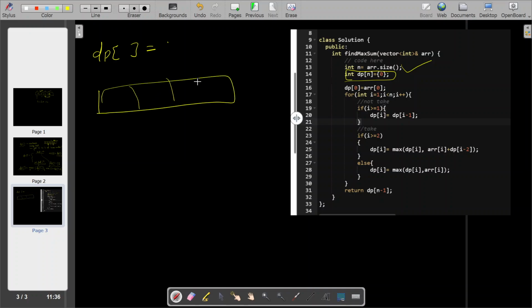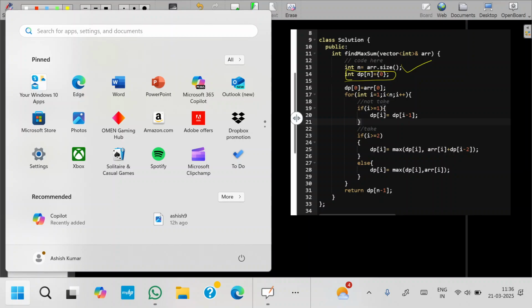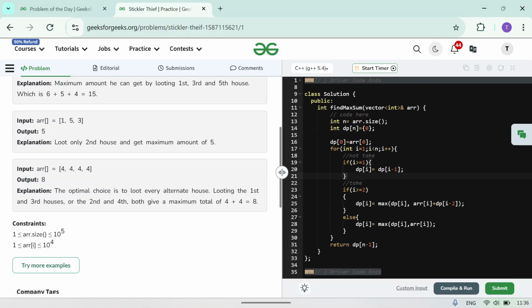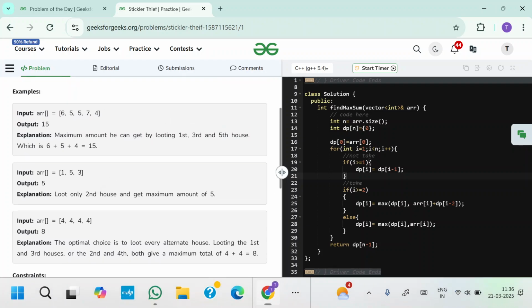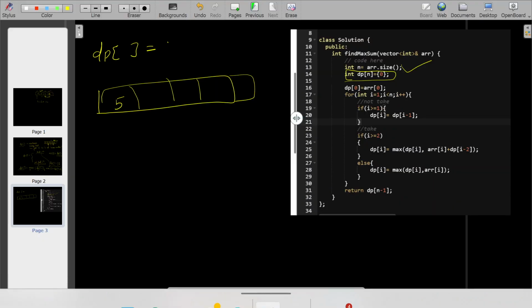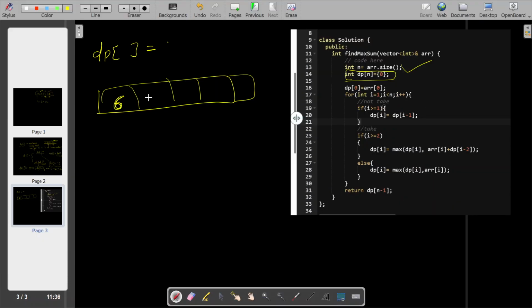Now I'm going to explain this with an example also. Let's take the example that is given in the question itself, that is 6 5 5 7 4. Now what we have done: the maximum money if you are at the first house is nothing but ARR of 0. This is the base case we have written.